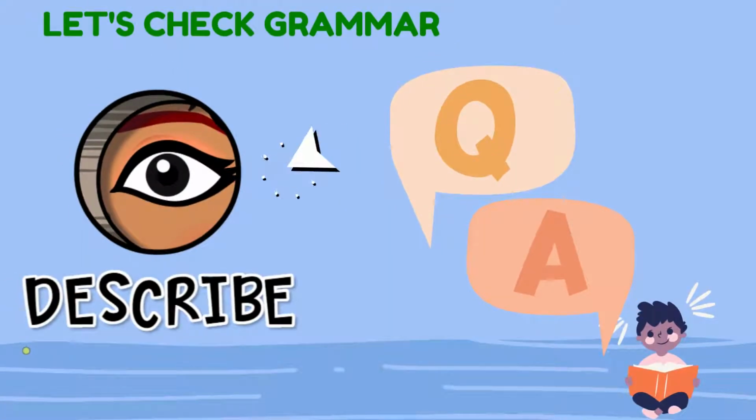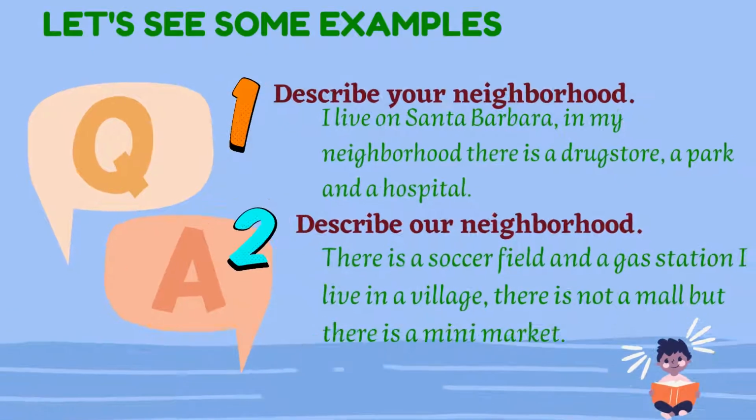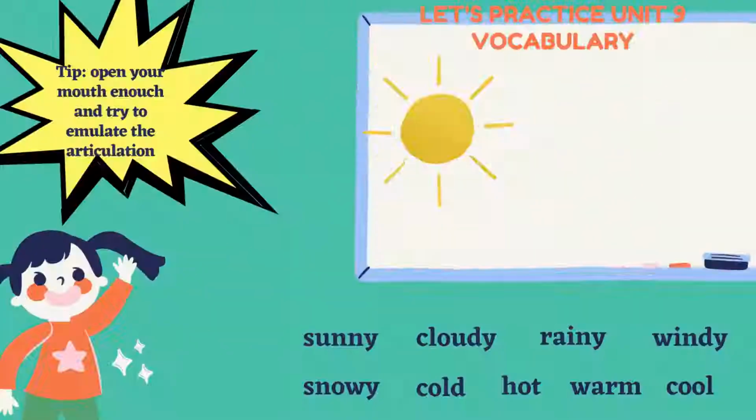In the exam, there are also a few questions asking you to describe your neighborhood, and you must use there is and there are as previously explained. The only difference is that you must add the prepositions and your neighborhood vocabulary. Try to give extensive answers. Let's check some examples of possible questions. Describe your neighborhood. I live in Santa Barbara. In my neighborhood, there's a drugstore, a park, and a hospital. There's a soccer field, a gas station. I live in a village, but there is not a mall, but there is a mini market. Let us try to use all the vocabulary.